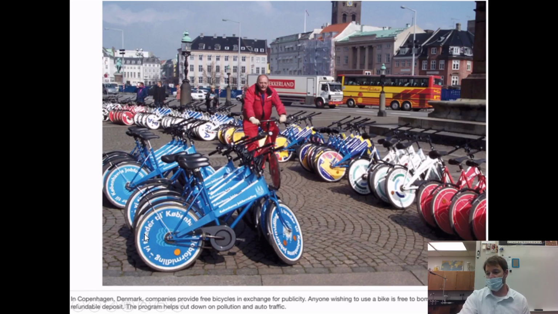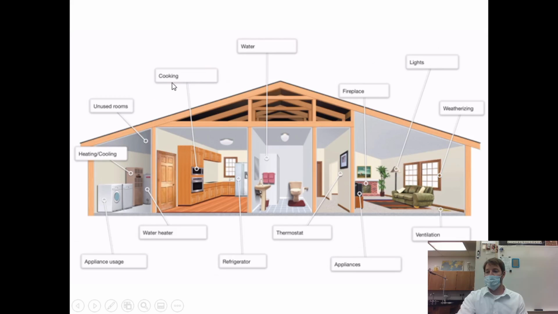In Copenhagen, Denmark, companies provide free bicycles in exchange for publicity. Anyone wishing to use a bike is free to borrow one after paying a refundable deposit. The program helps cut down on pollution and auto traffic.